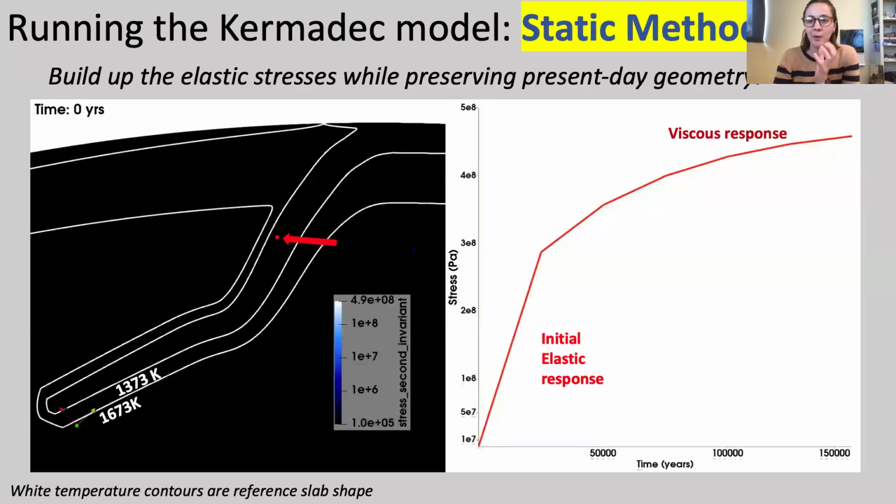A little more visual way of showing what this looks like is I'm actually going to show you a model run for that profile that we just walked through setting up. So on the left, what you're going to see is the magnitude of the stress field build up, and the white contours are just those same temperature contours I had in the initial setup to visually show you what that geometry is and how it's not going to change.